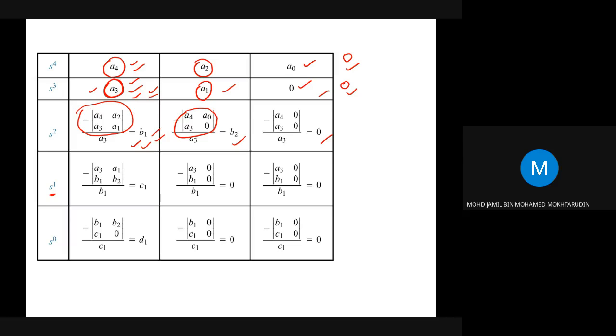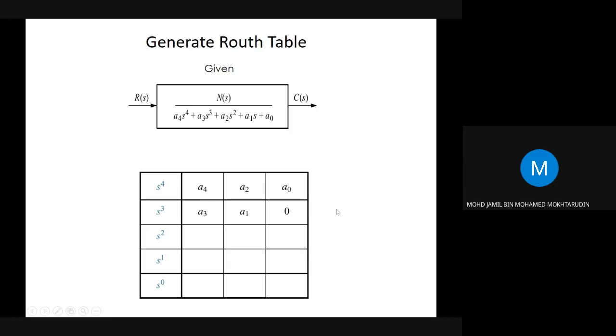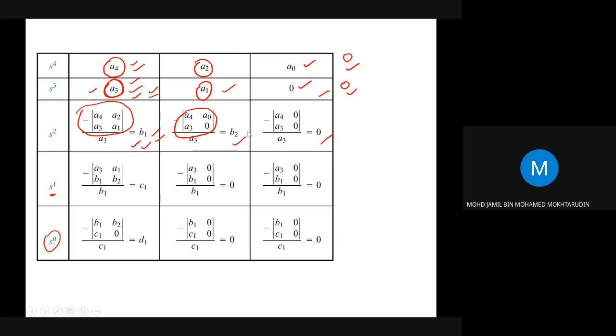Okay, dia macam ada pattern kan, kalau boleh nampak. And then same for S0. Okay, so the method basically requires you to fill in the first two rows first with the coefficients of the denominator. So after you fill the two top rows, then for the remaining rows you need to calculate the determinant. Okay, so to calculate the determinant, you need to follow the patterns.